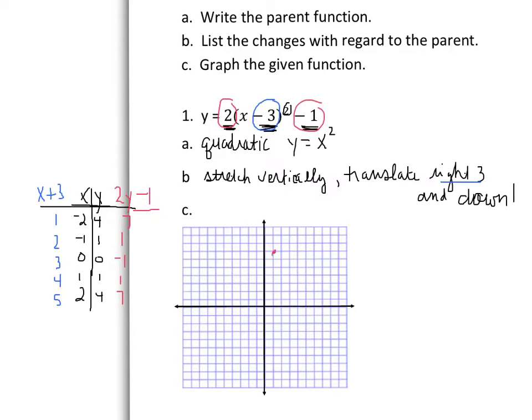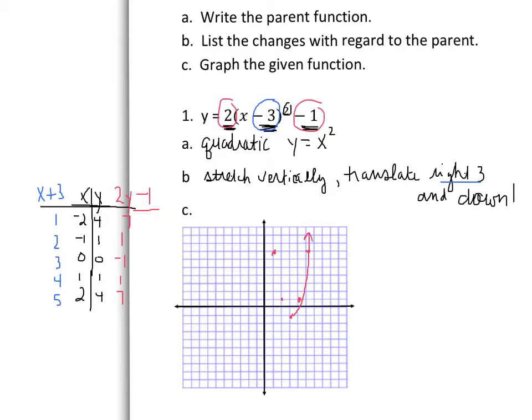Which is right here. And then 2, 1. And then 3, negative 1. And then 4, 1. You hear my dog running around with the collar jingle jangling, and then 5, 7. Be right here. Okay, so then now just go ahead and connect your dots, making it a quadratic.